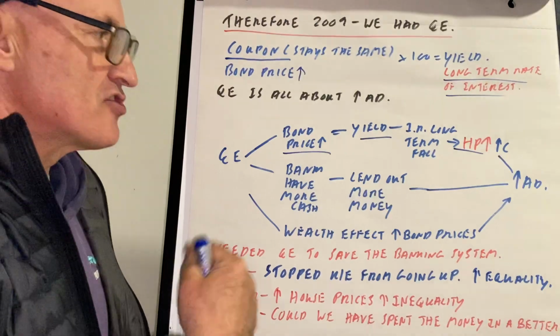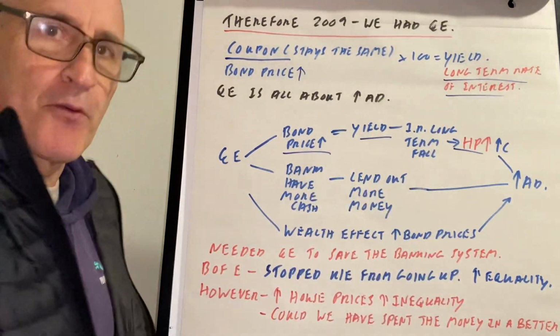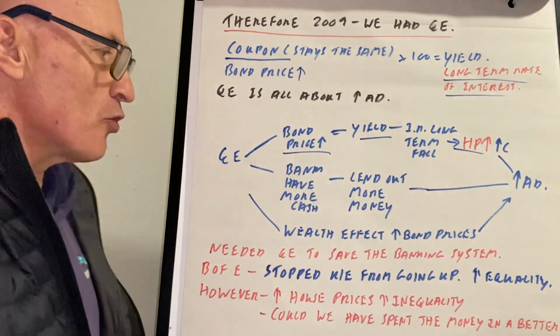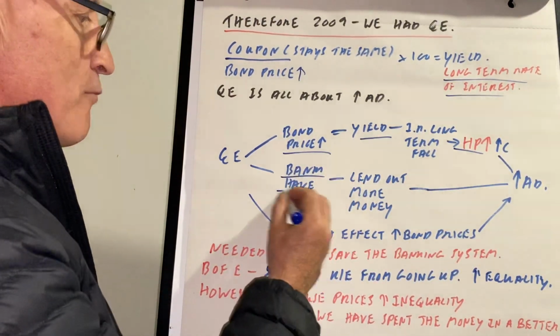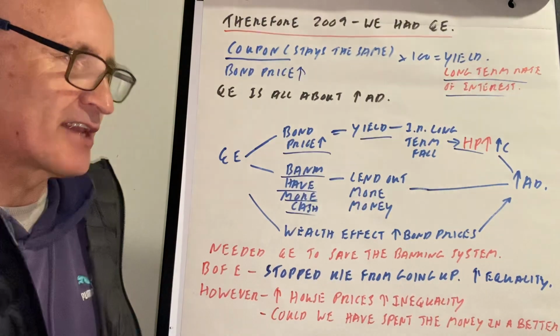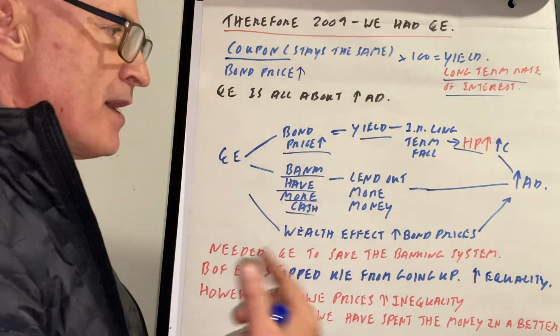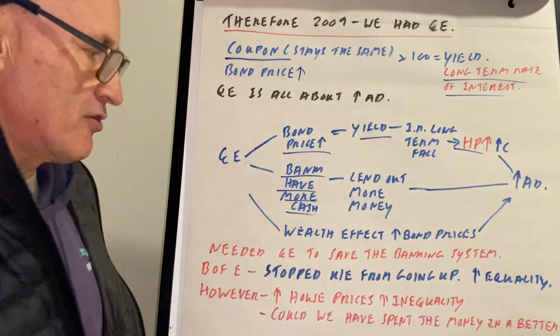That will lead to a rise in consumption. Banks will also be safer because they hold bonds, and if house prices are going up, then their customers are also safer. Banks have more cash. If banks have more cash, they can lend out more money. Therefore there'll be an increase in AD. The wealth effect: the bond price will go up, therefore people are wealthier, and therefore there'll be an increase in AD.